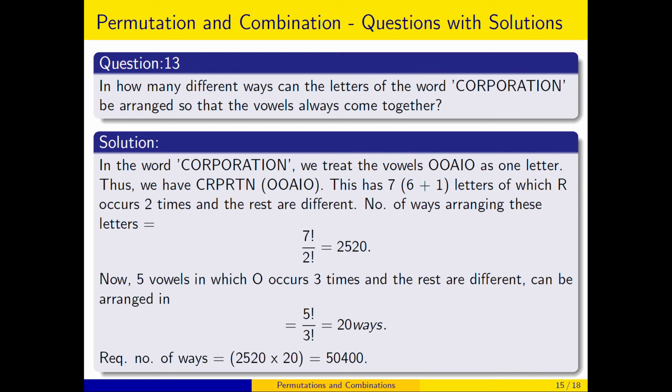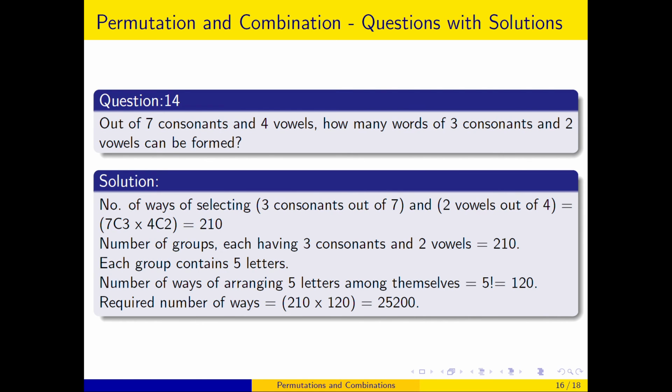That is equal to 2520. Now we see the arrangements for the vowels. There are 5 vowels, in which O occurs 3 times and the rest are different, so they can be arranged in 5 factorial divided by 3 factorial, which is equal to 20 ways. So the required number of ways is 2520 into 20, which is equal to 50,400. Let's move on to the next question.